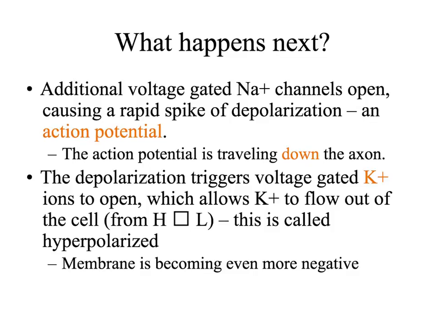All right, so what happens next is as sodium gets pulled in, additional voltage-gated sodium channels are going to open. That causes a rapid spike of depolarization, and that is what an action potential is. And remember, the action potential is going to travel down the axon. The depolarization is going to trigger voltage-gated potassium channels to open, and that is going to allow potassium ions to flow out of the cell from high to low. This is called hyperpolarization, or the membrane is hyperpolarized, which means the membrane is becoming even more negative.